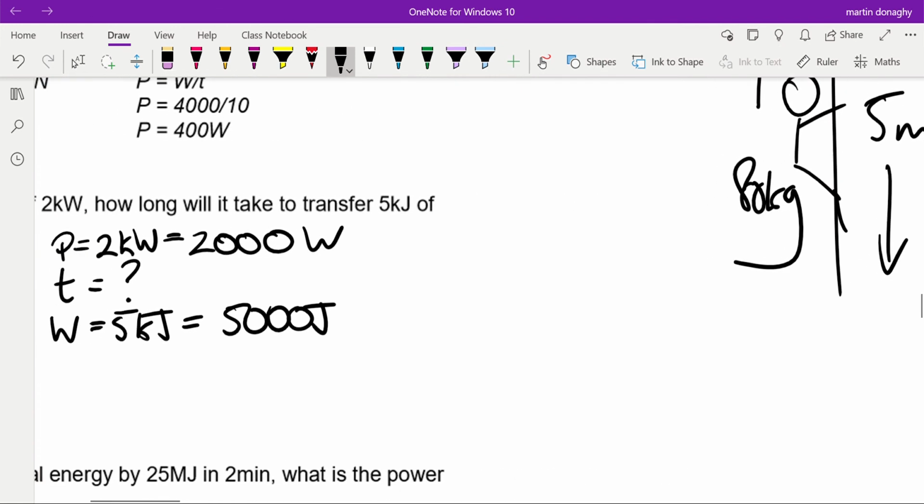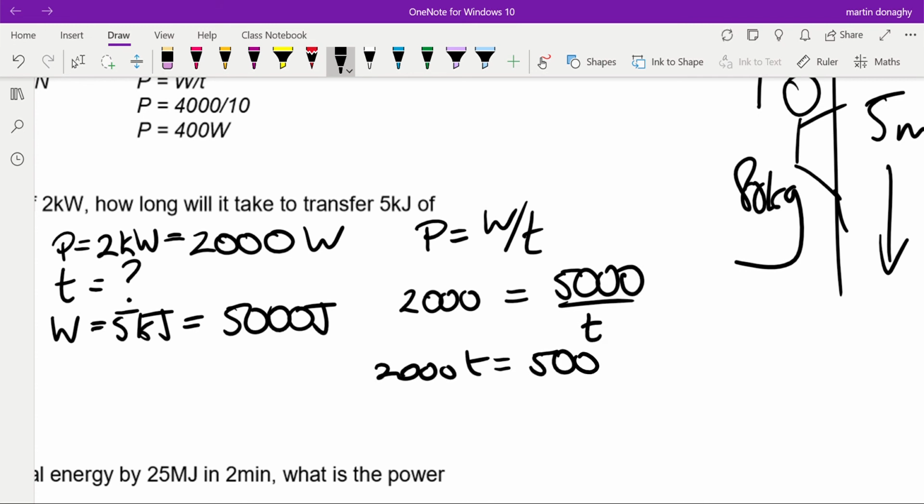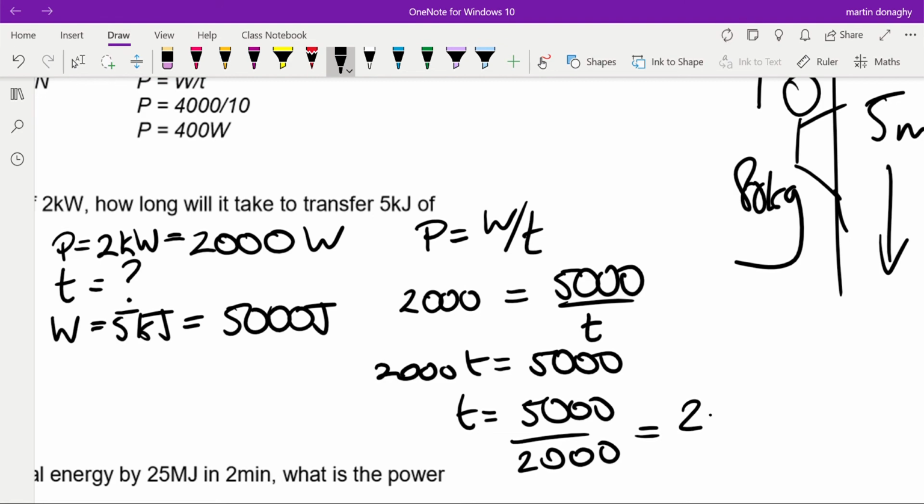Once we've worked that out, we then put in our equation, power equals work done divided by time. Power we worked out was 2,000, which is equal to the work done, 5,000, divided by T. Multiply both sides by T, and then divide both sides by 2,000. Which gives us 2.5 seconds.